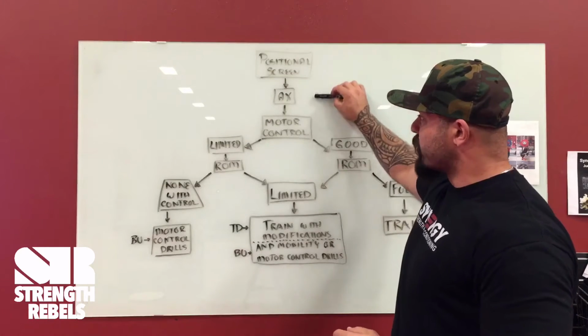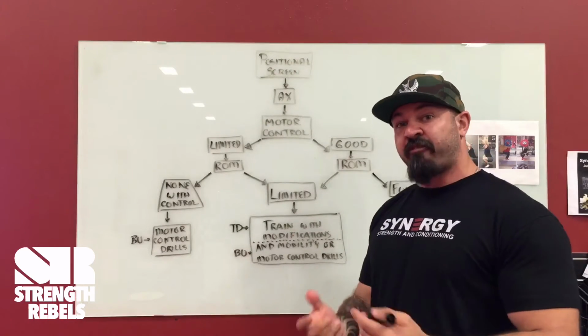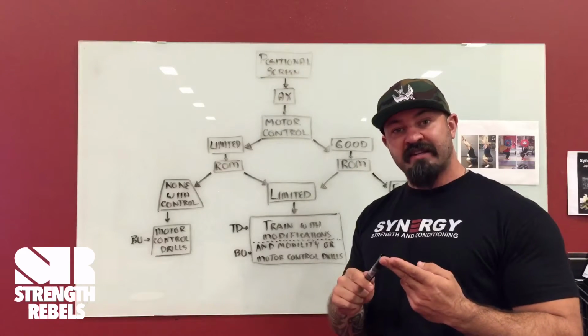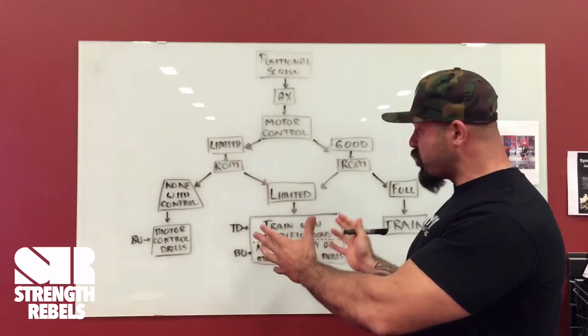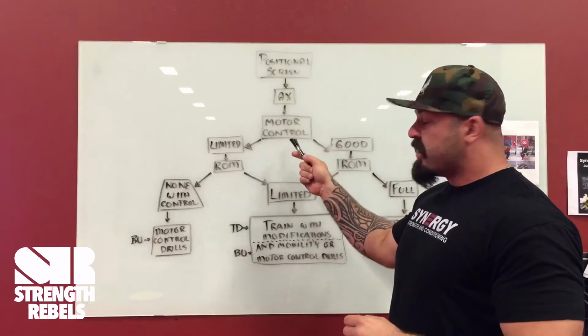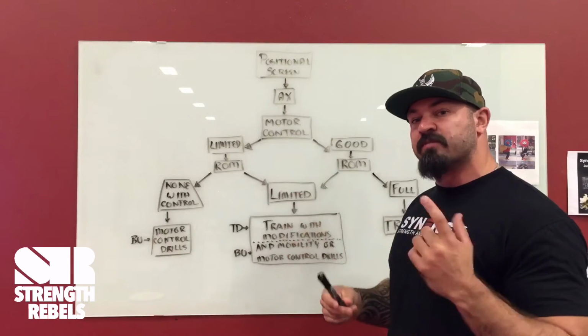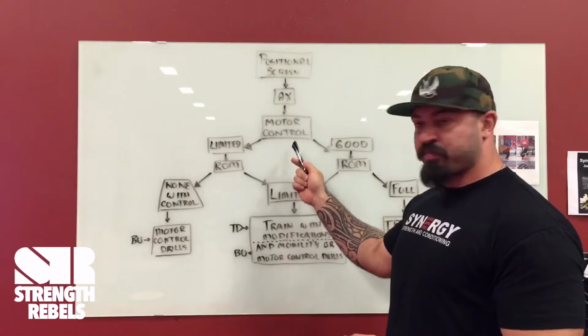From that positional screen, we're going to move into our basic assessment. So AX stands for assessment. This, again, for us is a hip hinge, the overhead assessment, and the squat assessment, okay? So this whole chart applies to each one of those. We go through our assessment, and the very first thing we look at is motor control. Does the athlete or the individual we're working with express motor control?